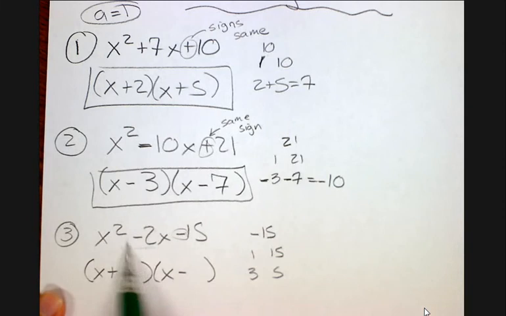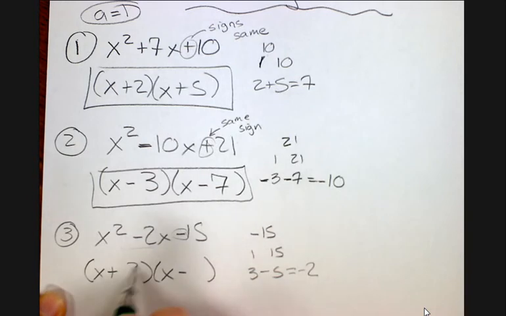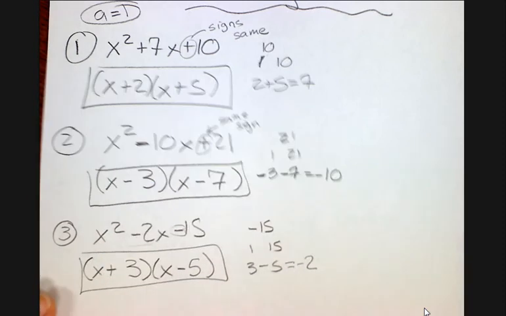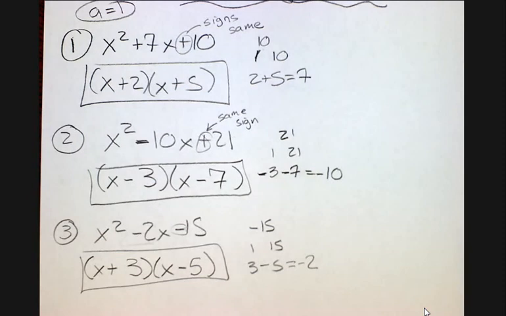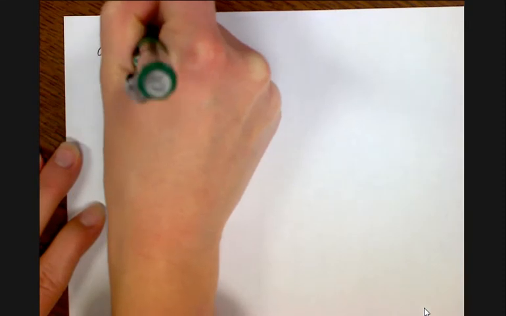be negative 2. So if we're looking over here, 1 minus 15, nope, that's negative 14. 3 minus 5 gives you negative 2. So we have our numbers of 3 and our minus 5. And we're done factoring it. And that is for when a equals 1. Here's a few examples when a does not equal 1. So a does not equal 1 examples.